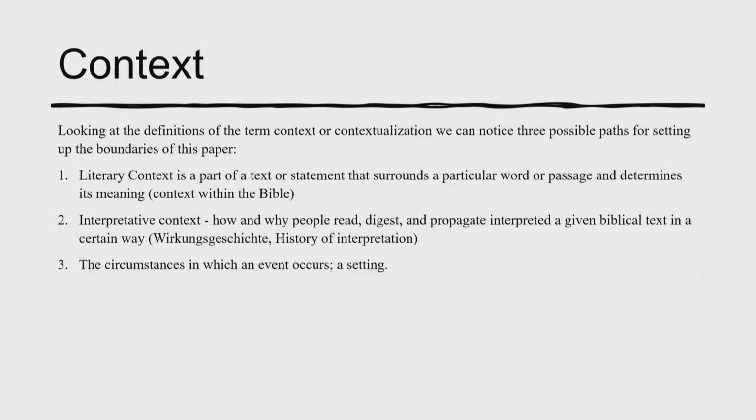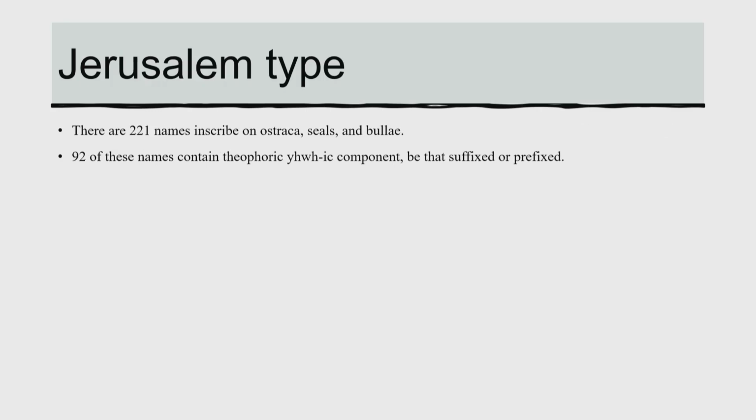My paper will focus on the third meaning of the term context, namely on the circumstances in which an event occurred, or in the terms of the Webster dictionary, we are about to explore the interrelated conditions in which something exists or occurs.